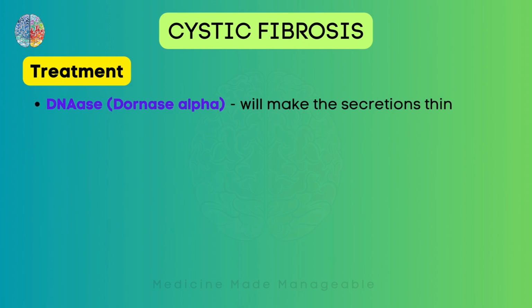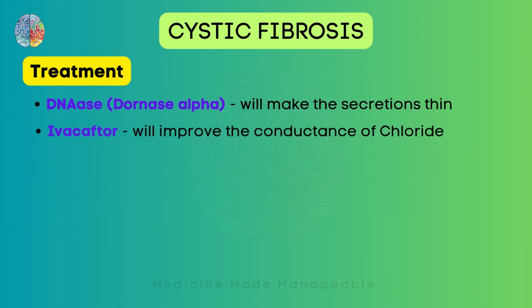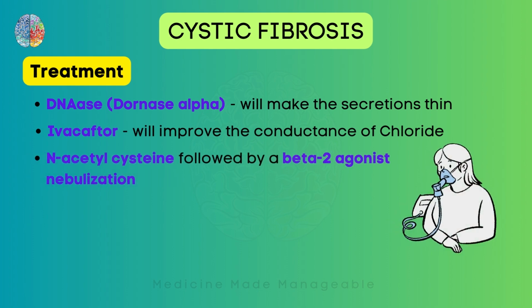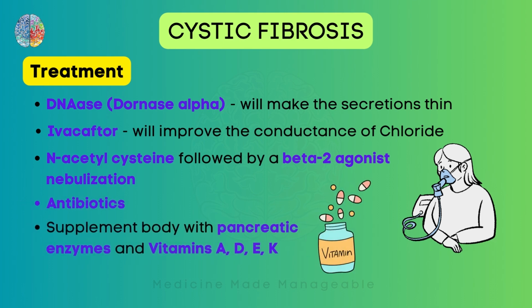Now, how are you going to treat this condition? We will give DNase or Dornase alpha, which will make the secretions very thin. We can give ivacaftor, which will improve the conductance of chloride. Because remember, the chloride was not able to pass through, right? So this will help in the transport of chloride. Now we can give N-acetylcysteine followed by a beta-2 agonist nebulization. We'll also give antibiotics and supplement the body with pancreatic enzymes and of course vitamins.